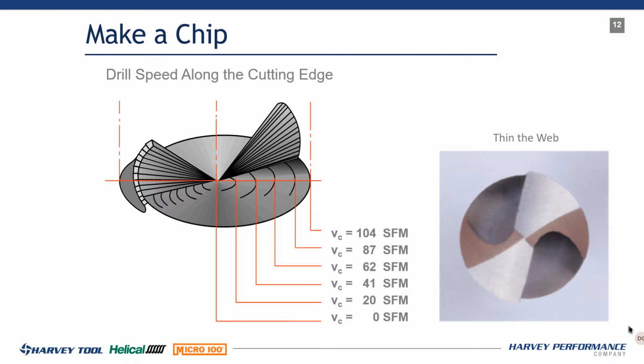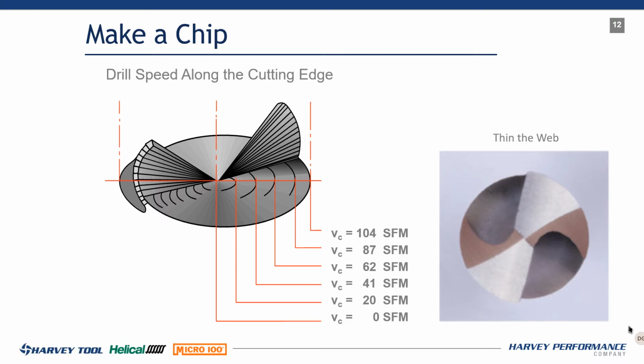Also, if you look at the picture on the left, this is drill speed along the cutting edge. So when a drill's spinning, it's not like an end mill. It's not cutting on the peripheral, so therefore our surface footage can't be constant. In the center of a drill, our velocity, our surface footage is actually at zero. As we start working our way out to the outside of the tool is where we actually get the surface footage we're trying to get on the drill.